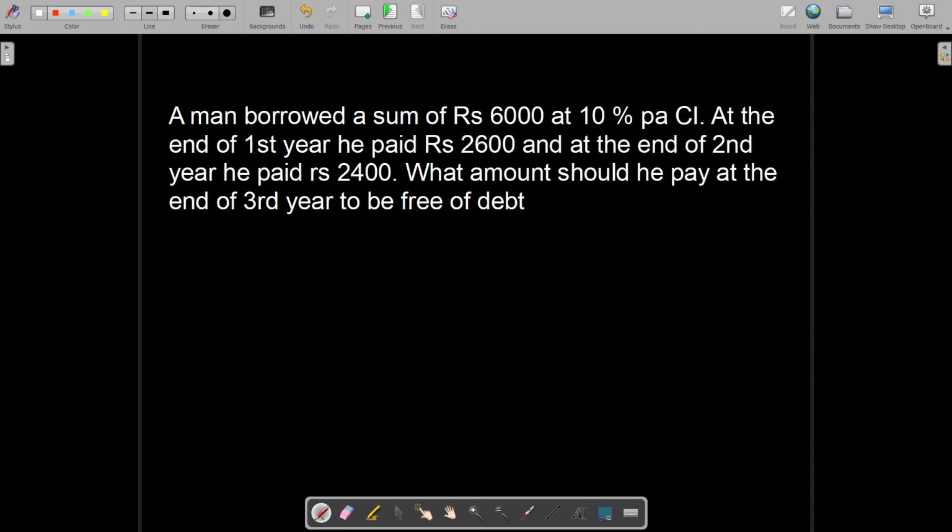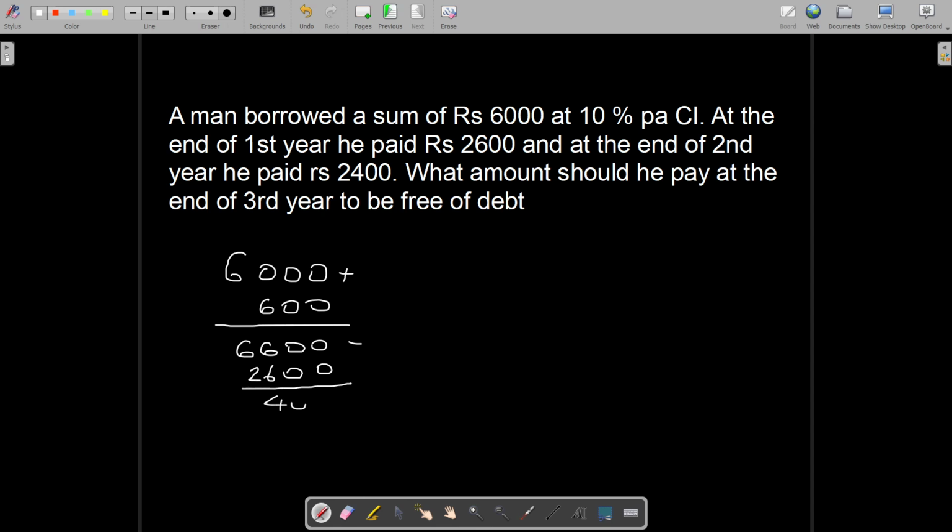He borrowed rupees 6,000. At the end of first year, there will be an increase of 10%, so it becomes 6,600 at the end of first year. When you pay your first installment of rupees 2,600, it becomes rupees 4,000, which increases by 10% during the second year and becomes 4,400, at which time you pay your second installment of rupees 2,400 and you are left with rupees 2,000.